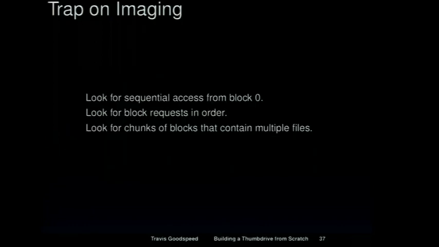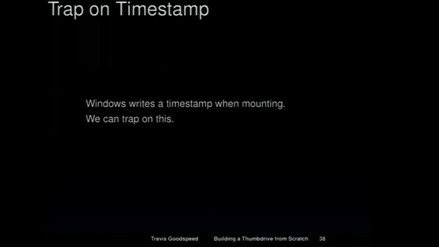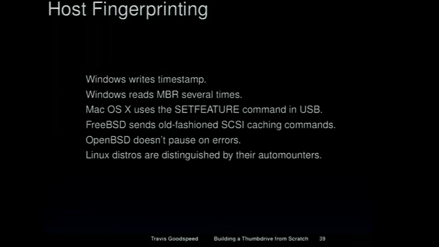So to trap on imaging, you look for sequential access starting at block 0, and you look for block requests that are in a linear order. And you look for chunks of blocks that contain multiple files. And these three rules give you almost perfect recognition of whether or not your disk is being imaged. You can trap on the timestamp, which Windows writes, in order to distinguish between a regular Windows machine and a regular Windows machine with a write blocker. In a bit, I'll get to a fancier trick for finding a write blocker.